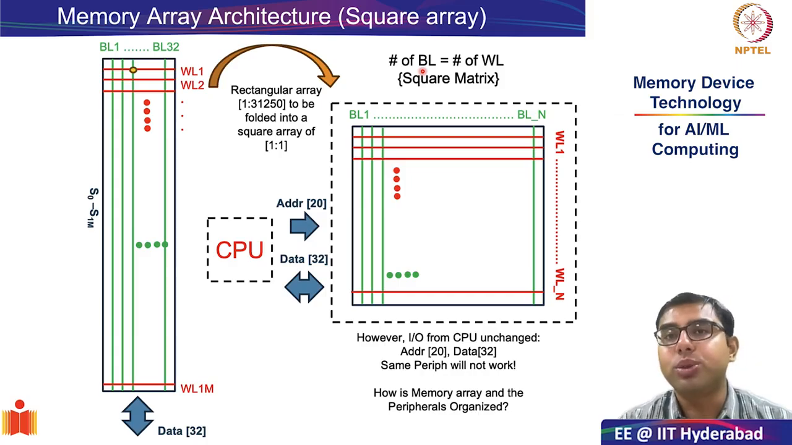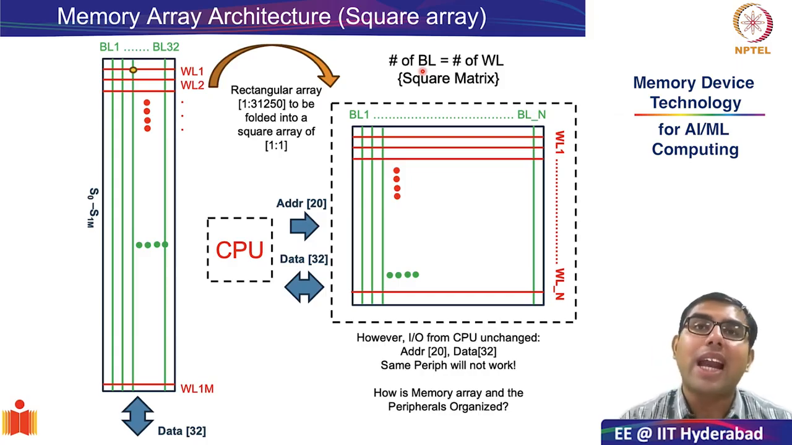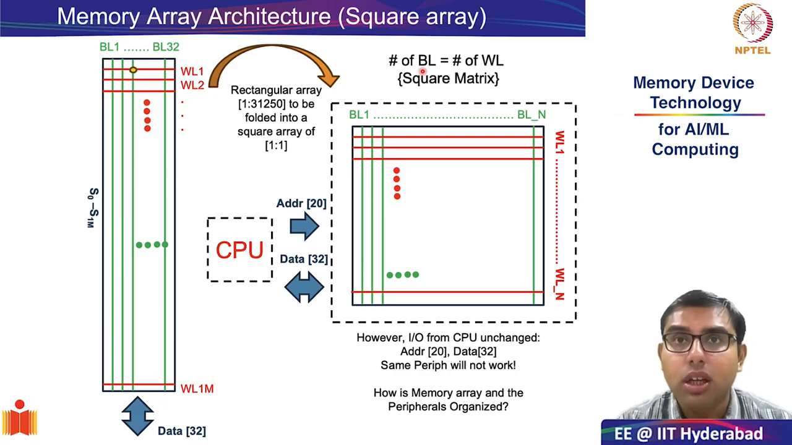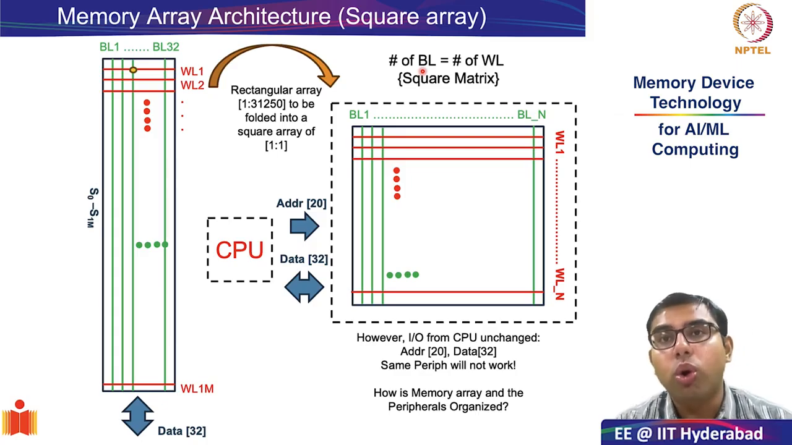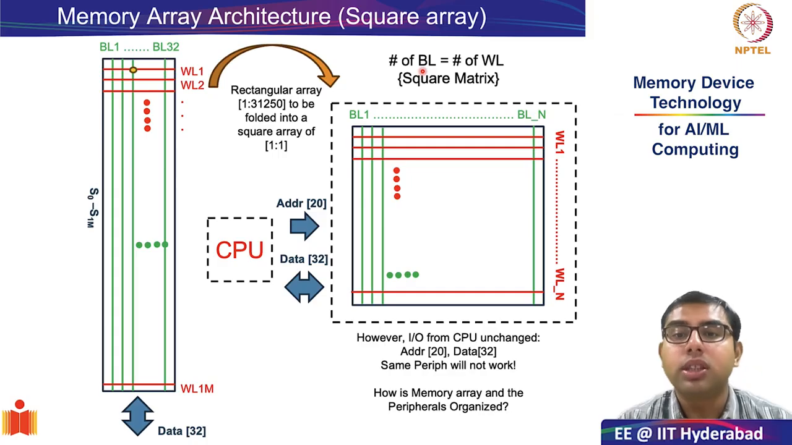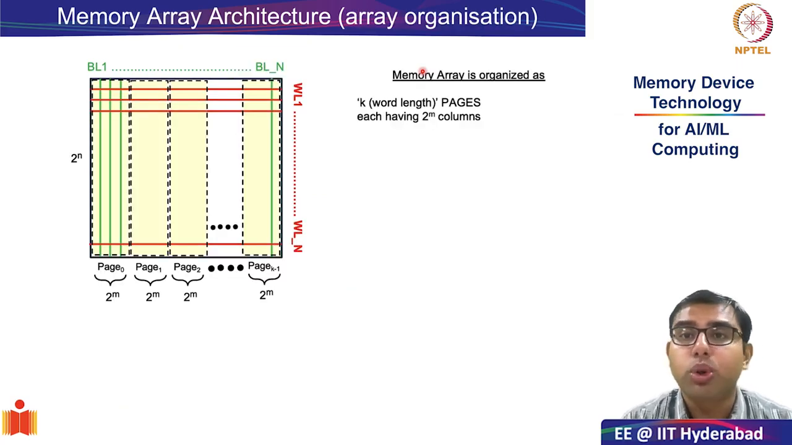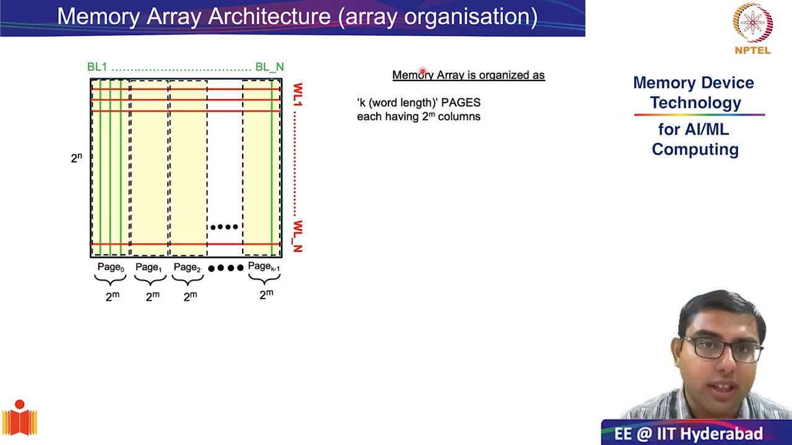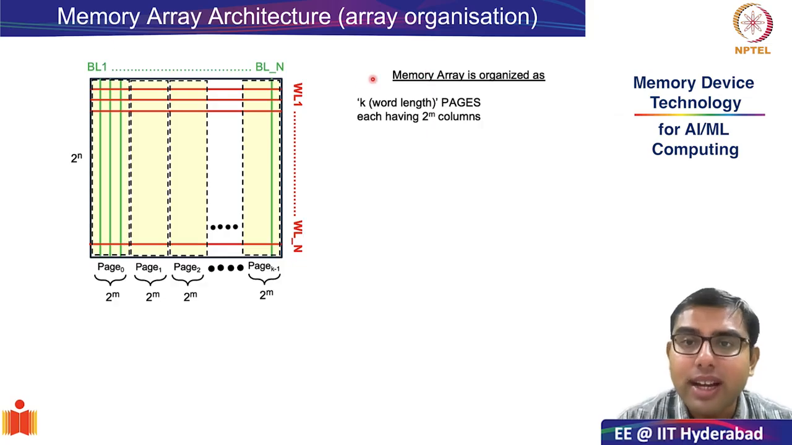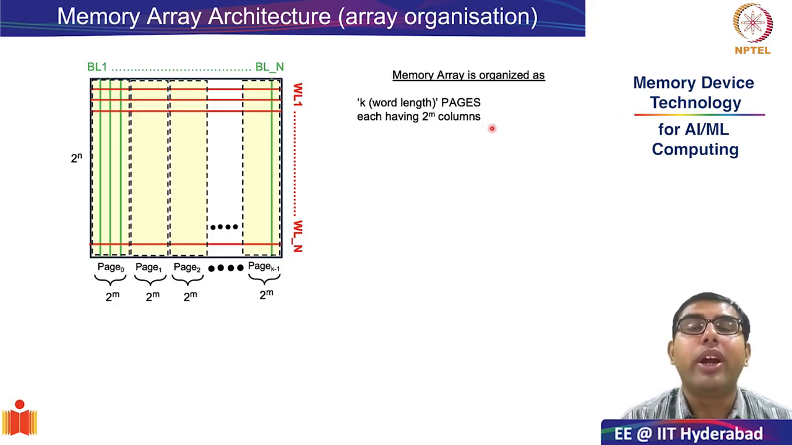And today we will try to see how these square arrays are organized and also what peripherals are needed to read and write data efficiently from these square arrays. So let us begin. Today we will look at how square arrays are facilitated.